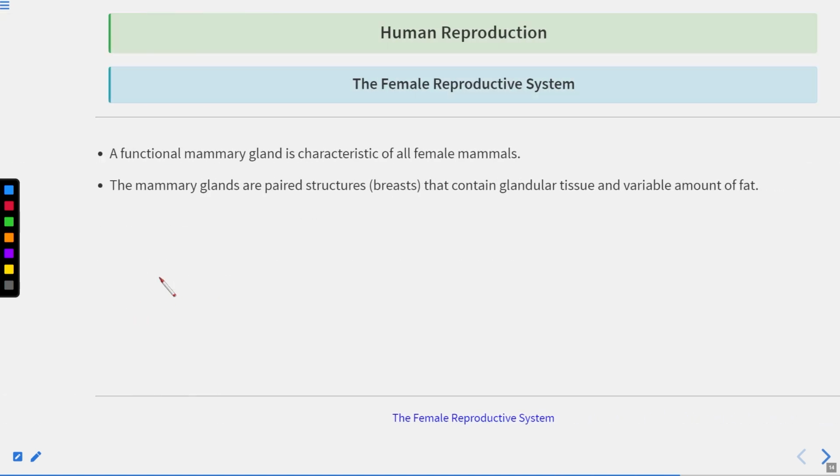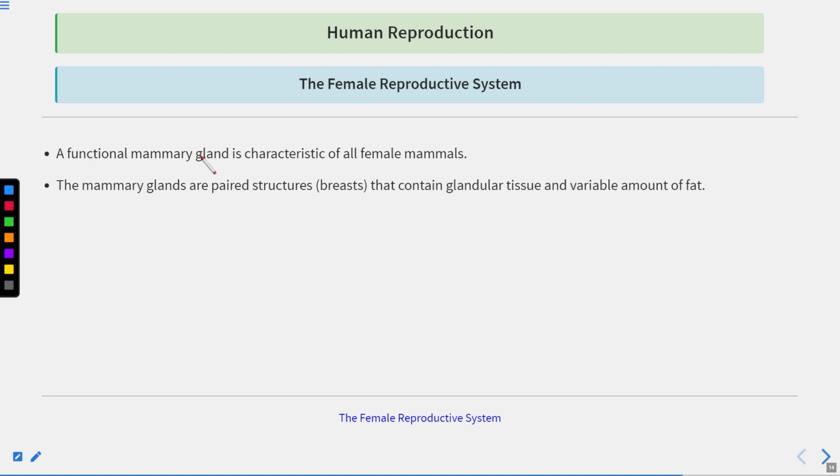Clear? Now, a functional mammary gland is characteristic of all female mammals.